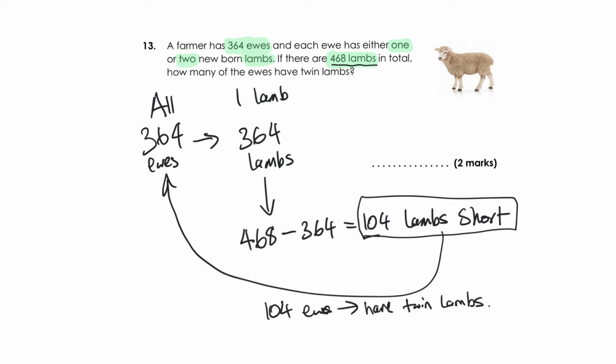So the question here requires a simple answer, I suppose, but it needed us to think about it and have a bit more reasoning skills behind this type of question. So our strategy here: start with the minimum amount, or halfway point in some cases. Either way is fine. And then work yourself up to the required amount, which in this case was 468 lambs.